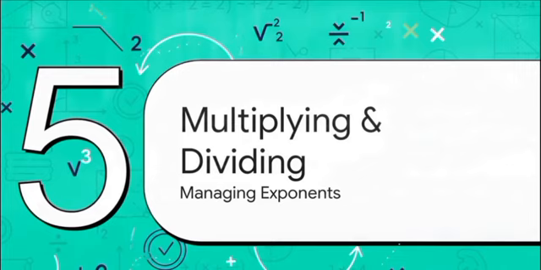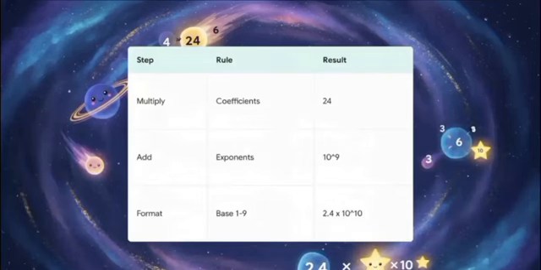We've conquered adding and subtracting. Now let's tackle section 5, multiplying and dividing, and how we manage those exponents. I really want you to notice the pure elegance of multiplication here. Unlike addition, you do not need to match the powers first. It's a real time saver. The rule is wonderfully simple. You just multiply the front coefficients together and then you add the exponents together.